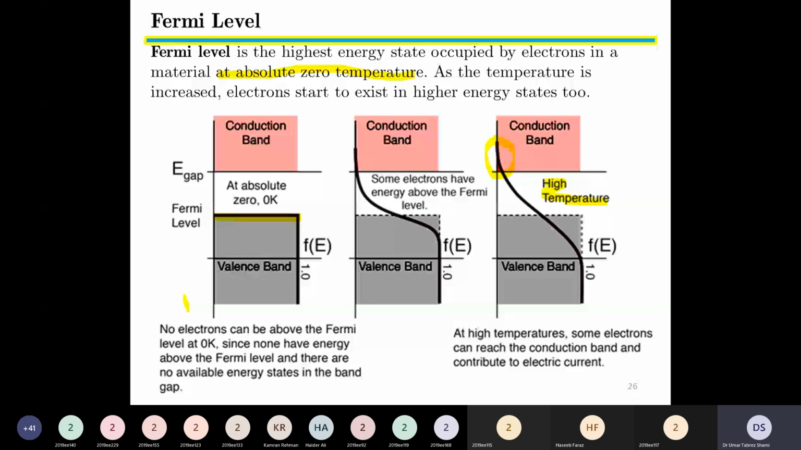No, there is carriers. Carriers are available, but I'm saying that at 0 Kelvin, what is the maximum energy state where the electrons can reside, and that is variable for each element.